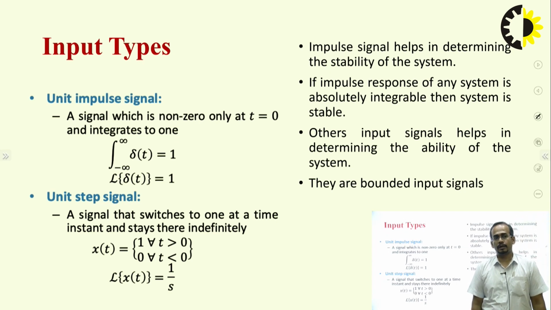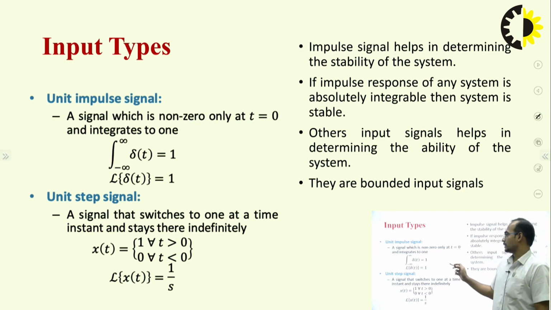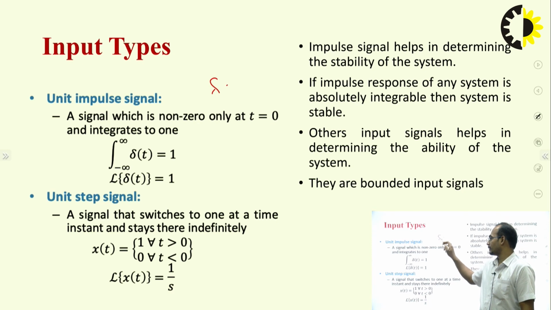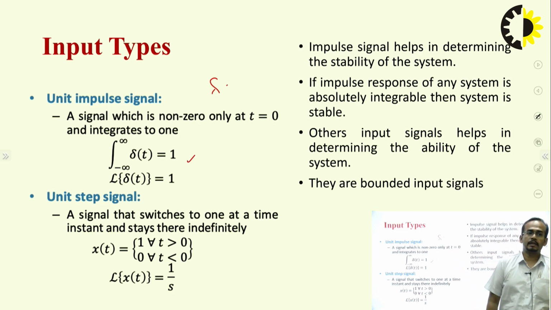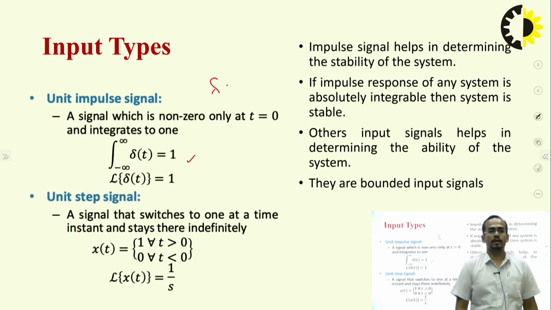Unit impulse signal is denoted as delta(t), and mathematically we can write the integral from minus infinity to infinity of delta(t) dt is equal to 1. It means the area under the curve is 1.